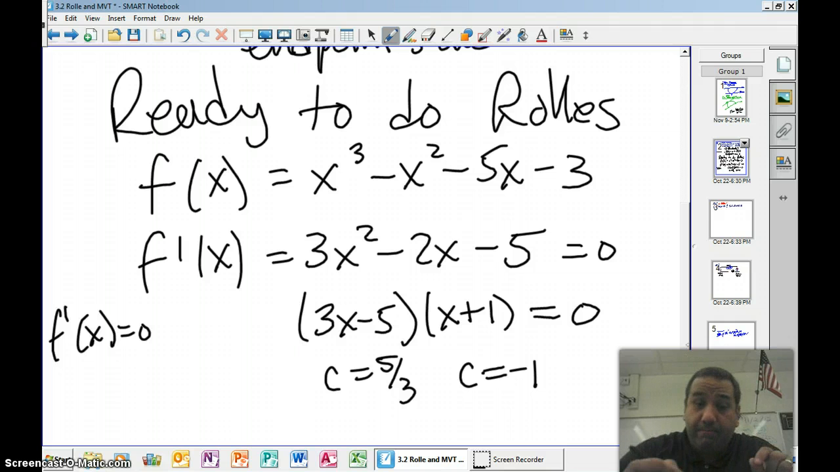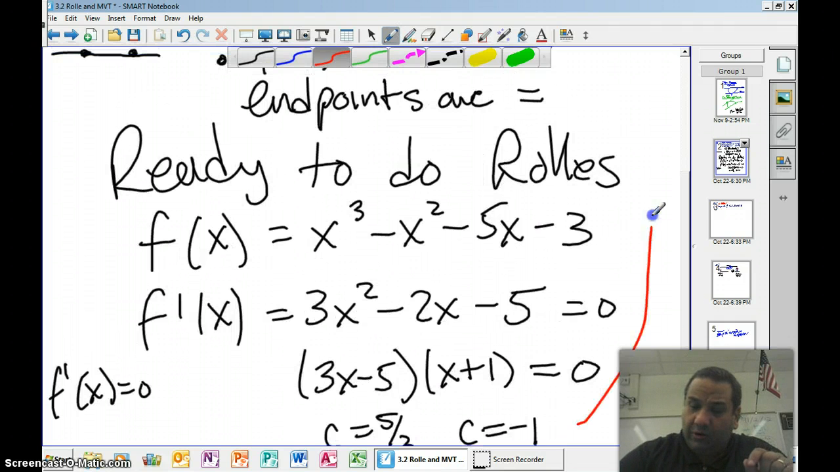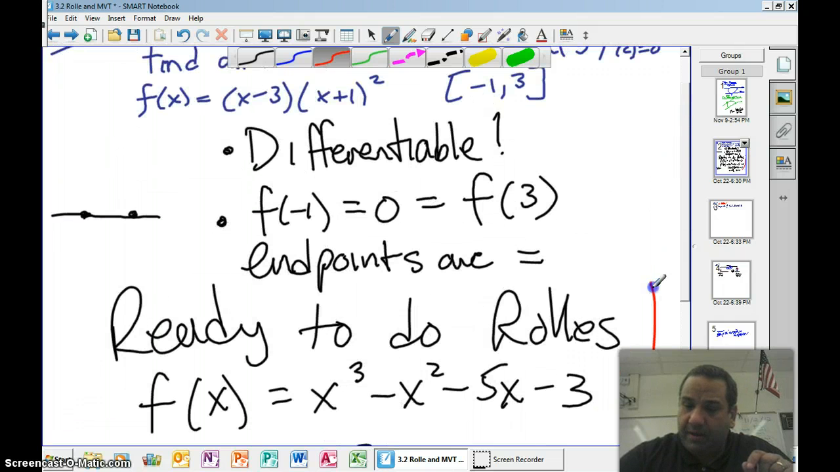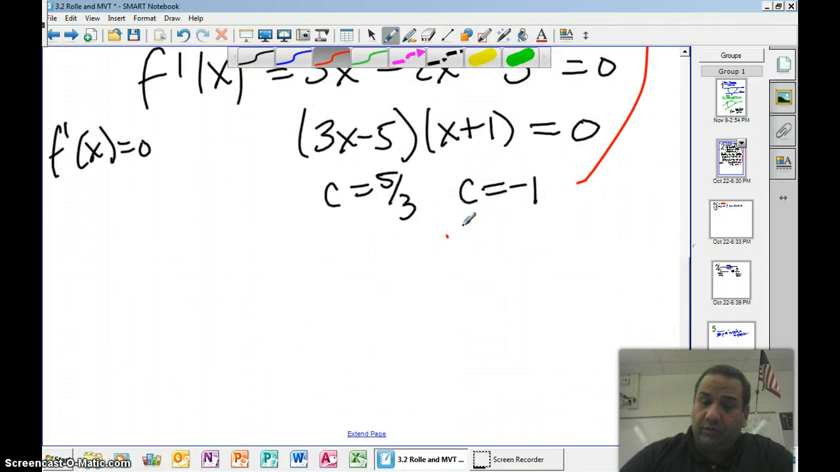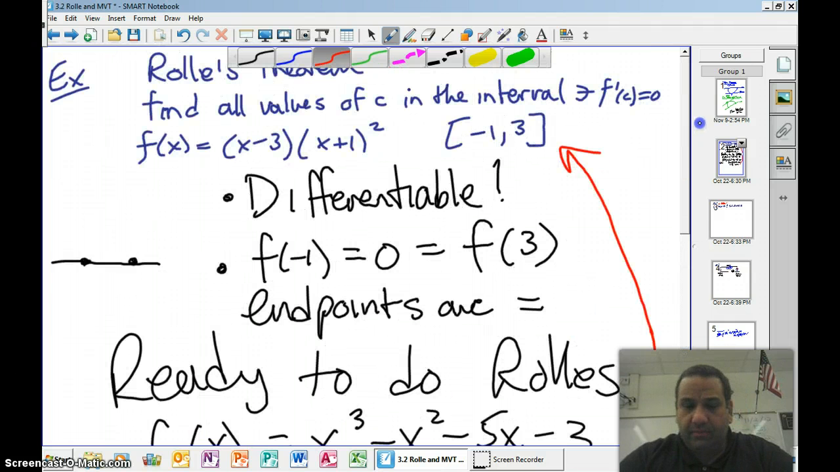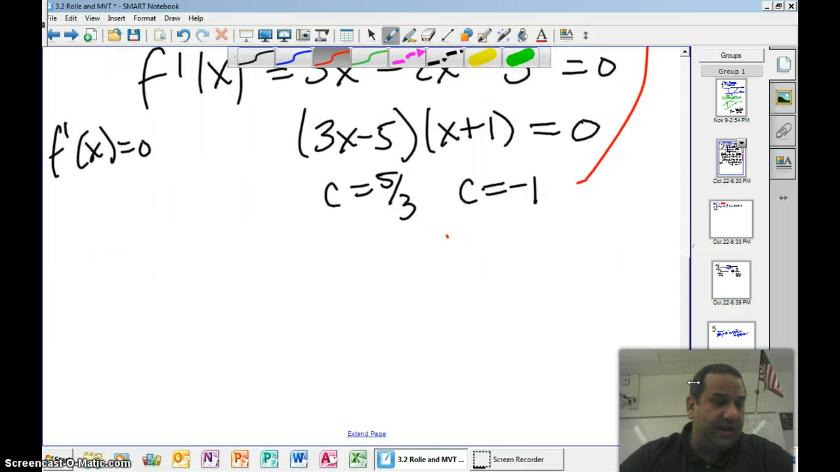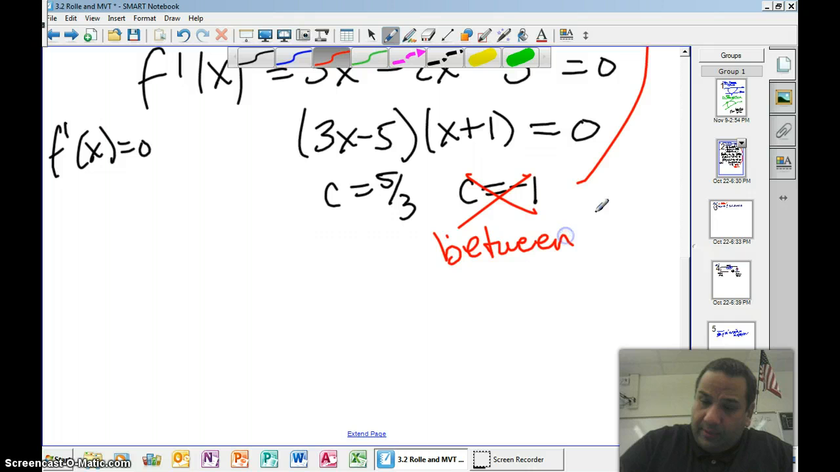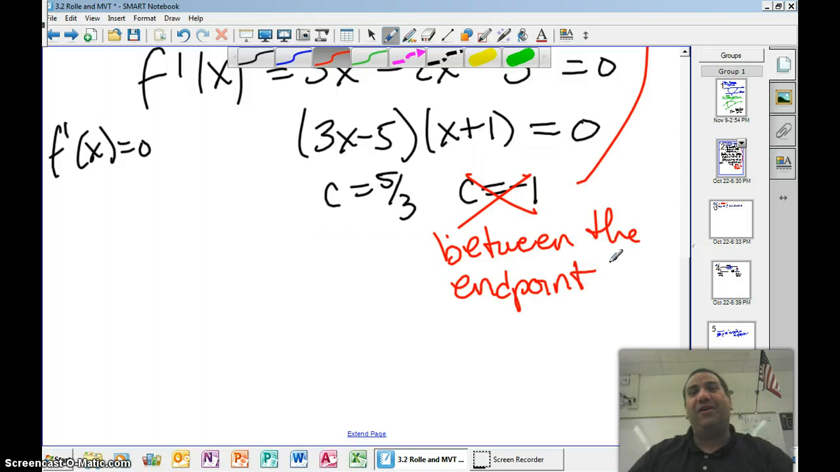Well, let's remember back up here. There's our interval, -1, 3. So this, oh wow, did I screw up? -1, 3. Well, -1 is not in the interval. I believe it has to be between the endpoints. If it's the endpoint itself, it doesn't count. Because remember, I have 2 endpoints, and I'm looking for 1 point in between that gives me that same slope.